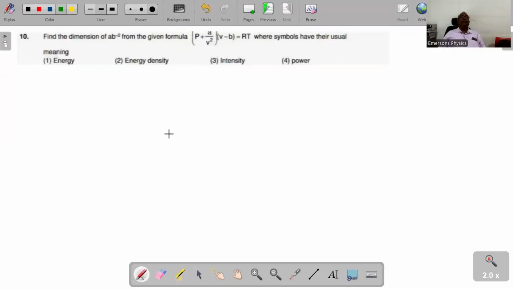Find the dimension of AB to the power of -2 from the given formula. So A is a constant, B is also constant. You wanted to find out, this is an as usual formula. P is a pressure, V is a volume. This also is volume. R is a gas constant, T is the temperature.